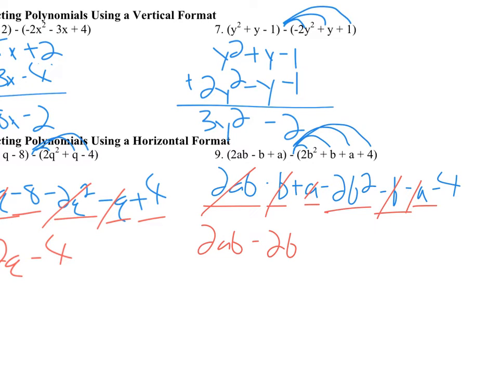Next is the b squared. Are there any other b squareds? There is not, so I go ahead and write that down. And then I have one constant. It's the only one, so it doesn't combine with anything, so that one just gets written down as well. If there is nothing to combine it with, we just write it down as is.